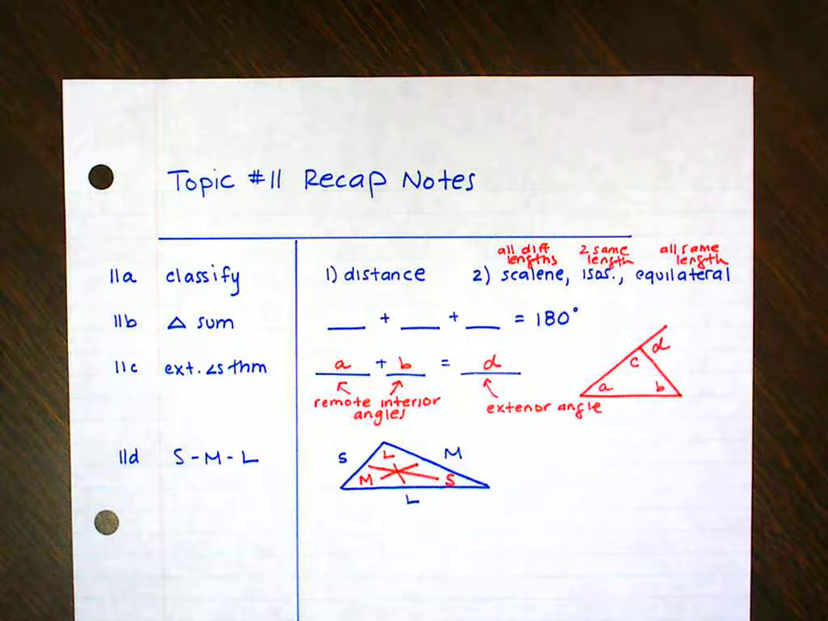Similarly, if two sides are the same length, the two angles opposite them will be the same measure, and that's what the isosceles triangle theorem says, and I'm going to show that to you right now.